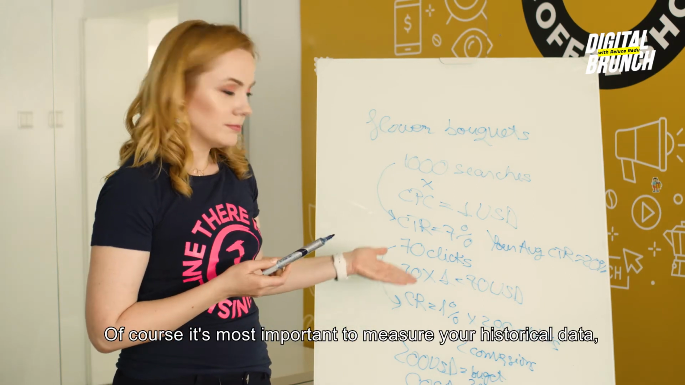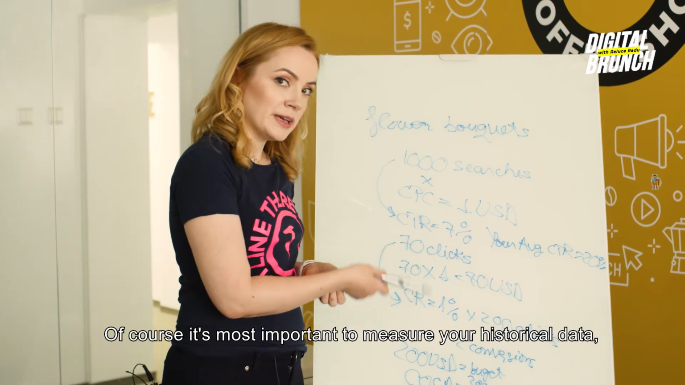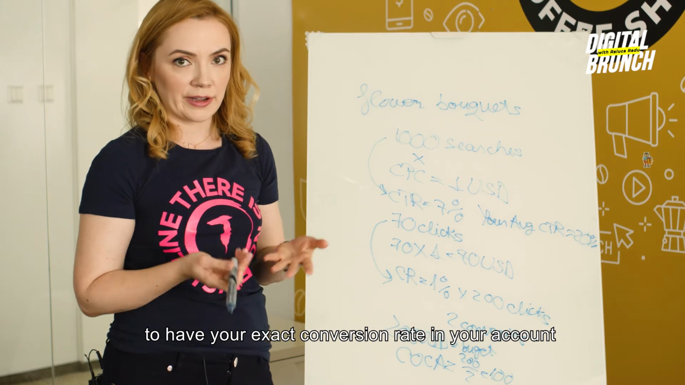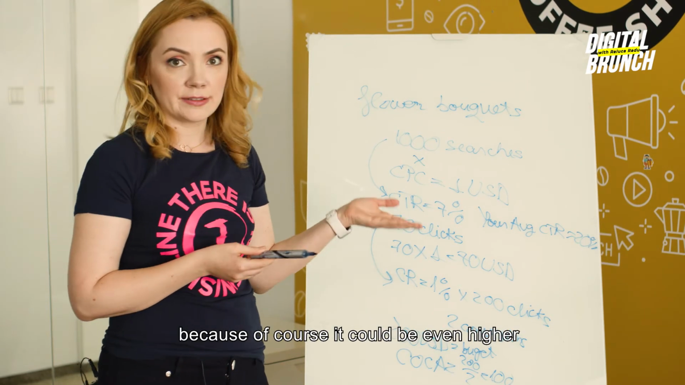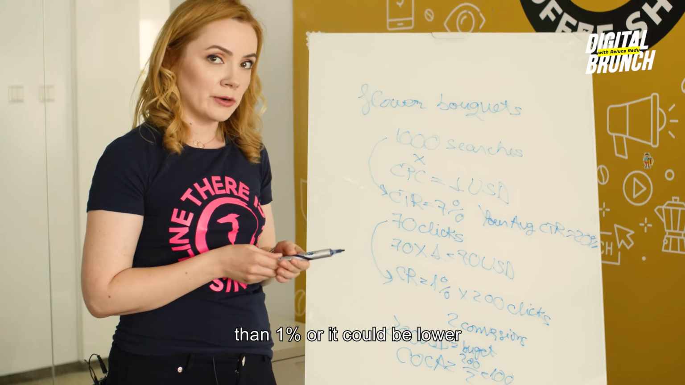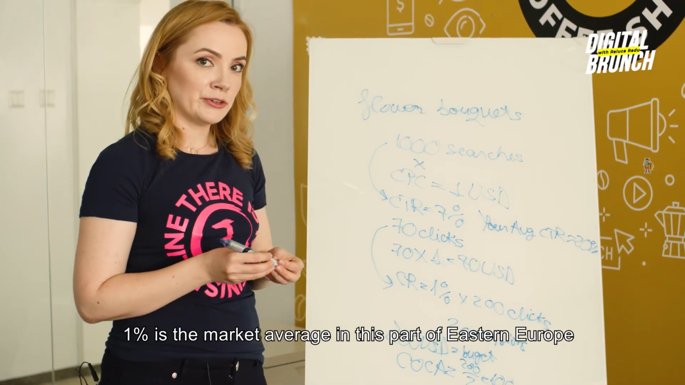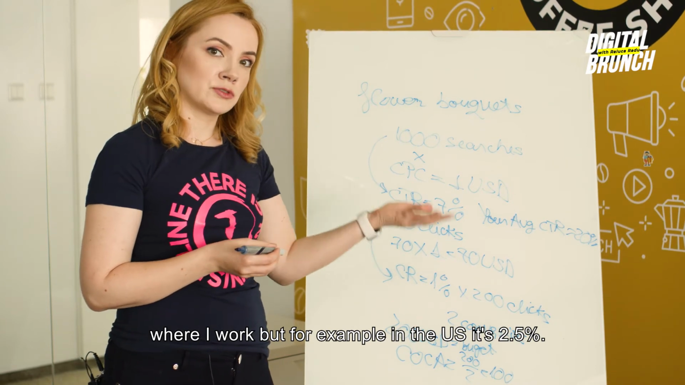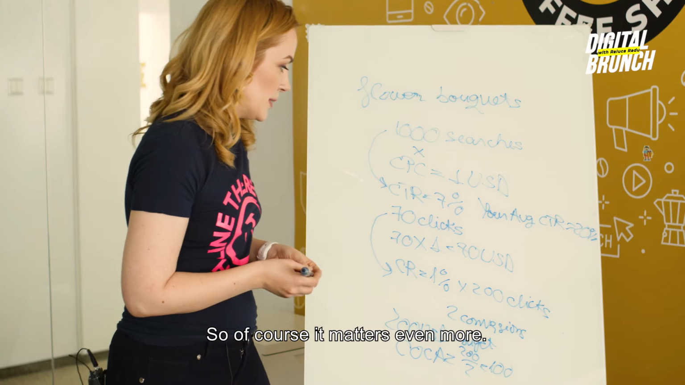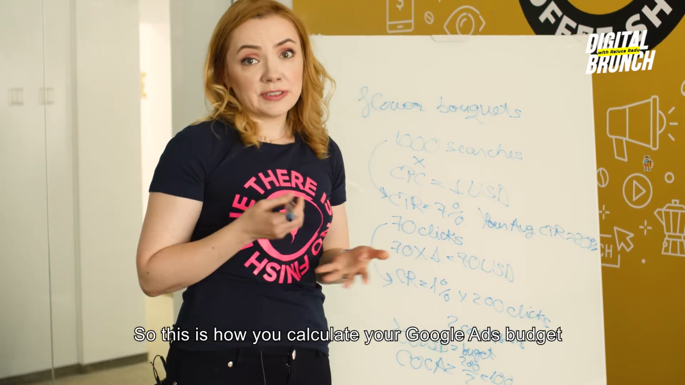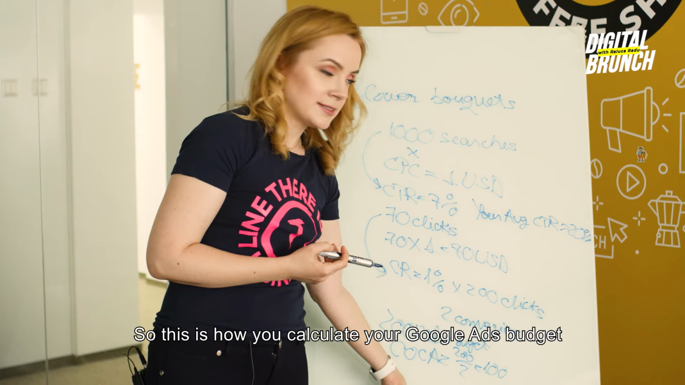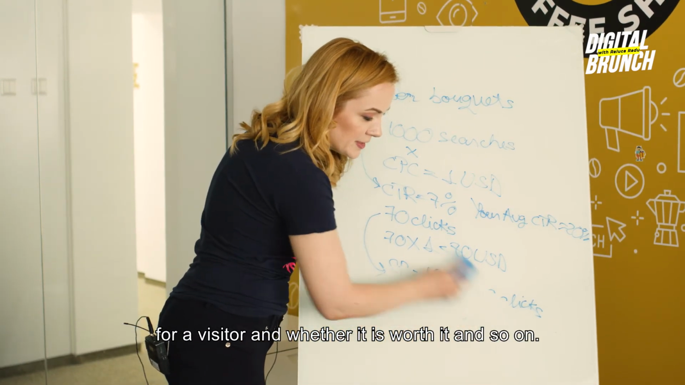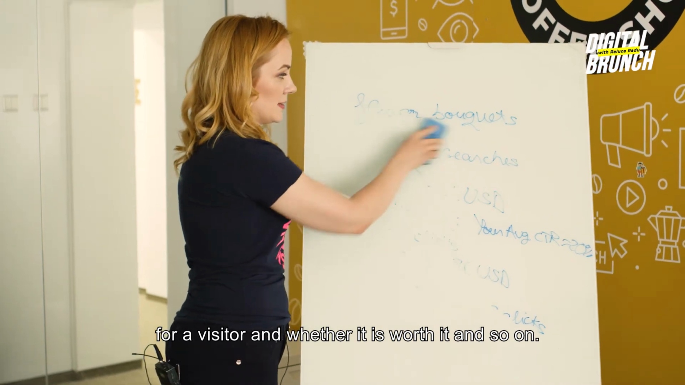Of course, it's most important to measure your historical data, to have your exact conversion rate in your account, because it could be even higher than 1% or it could be lower. 1% is the market average in this part of Eastern Europe where I work, but for example in the States it is 2.5%, so of course it matters even more. So this is how you calculate your Google Ads budget, and you can see how much you will spend for a visitor and whether it is worth it and so on.